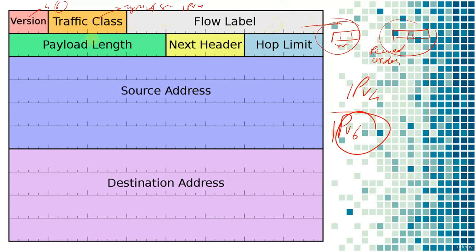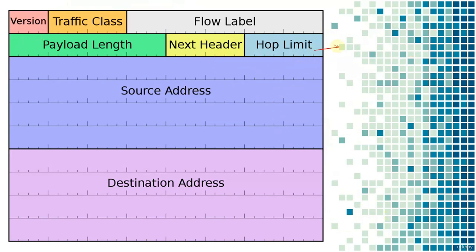Then we have payload length. This is basically the data. Next header is the same as protocol. And I told you in case of UDP, it will be 17. In case of TCP, it is 6. Hop limit, you can correlate it with TTL. Then we have source address and then we have destination address.